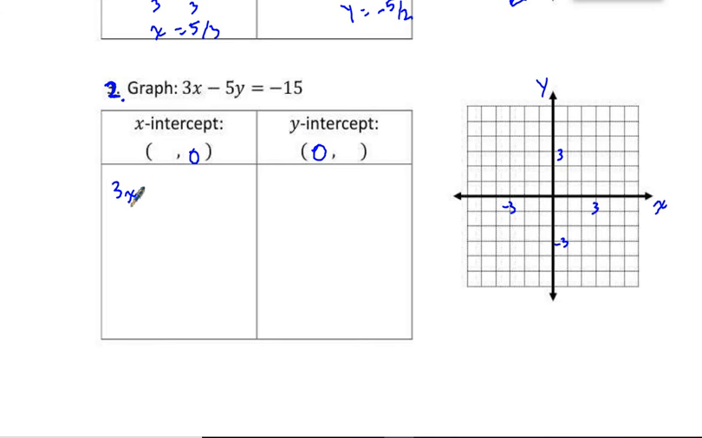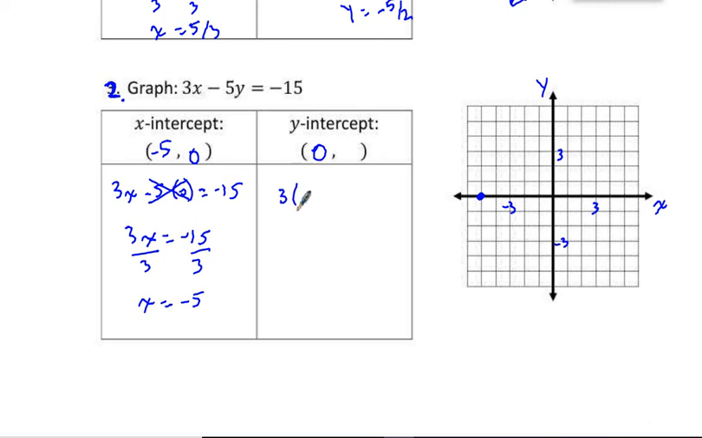So 3x minus 5 times 0 equals negative 15. Negative 5 times 0 is 0. So 3x equals negative 15. Divide by the coefficient 3. x equals negative 5. This graph is going to work out a little nicer than the last. The x-intercept, negative 5.